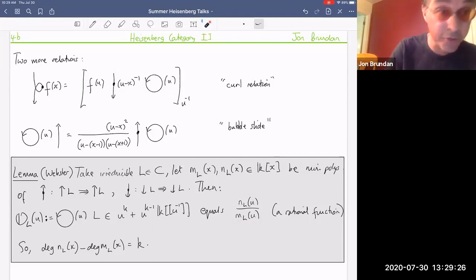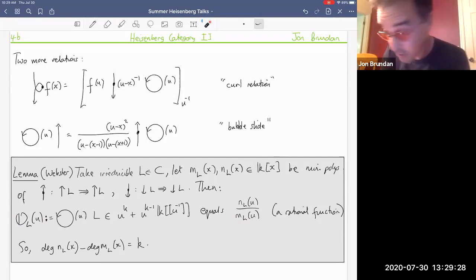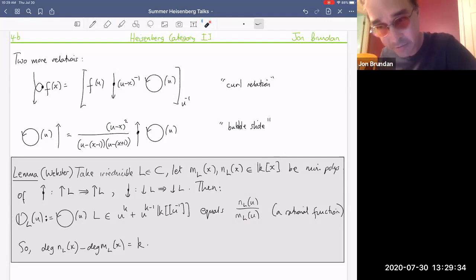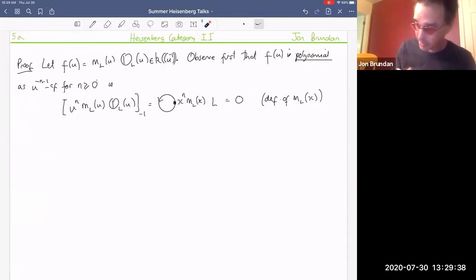So I'm going to try and prove that lemma in about 5 minutes, because I think it's super important, and it's the place you really see this generating function technique just all coming together. So we're going to try and prove it. I know it's a bit of an effort to follow a proof.